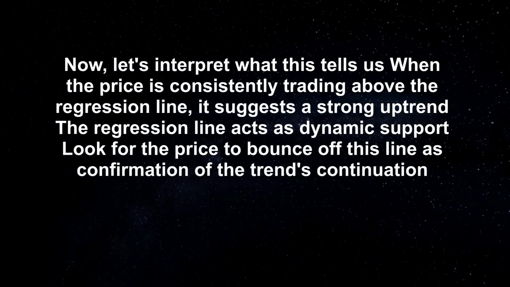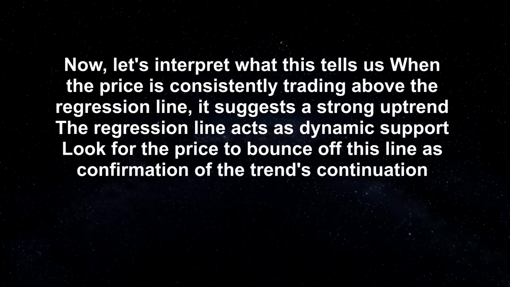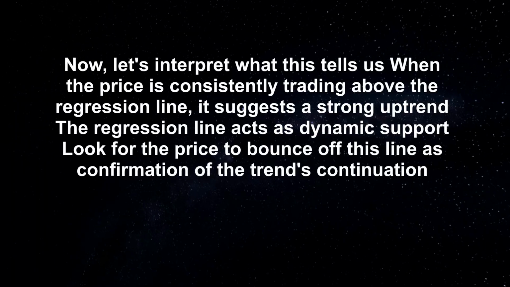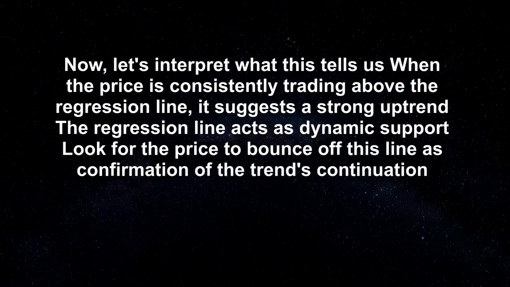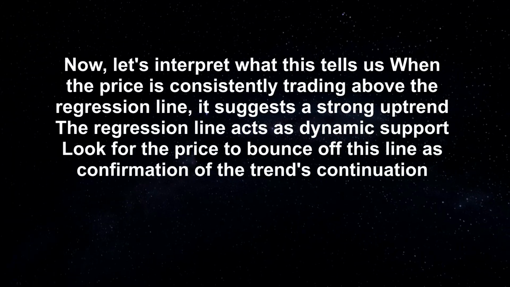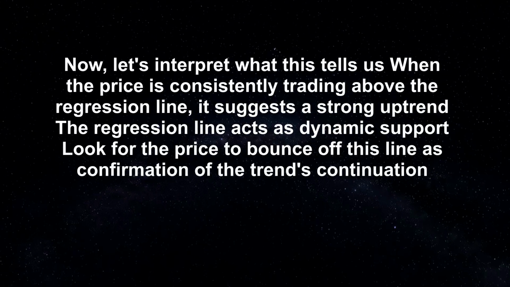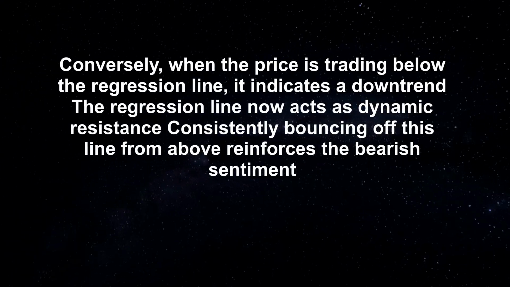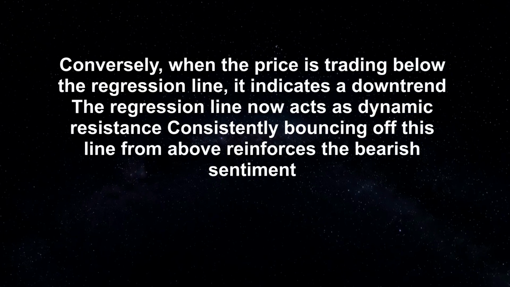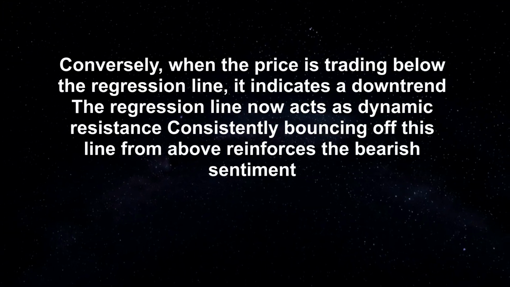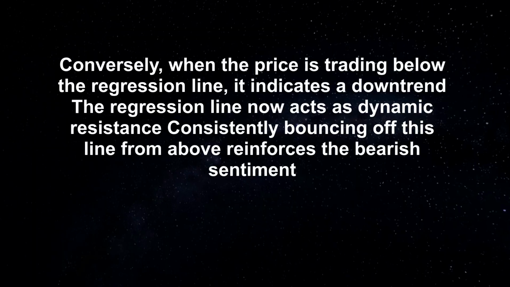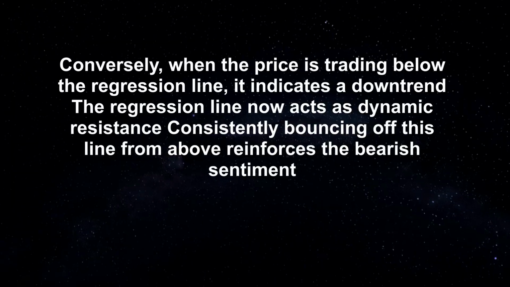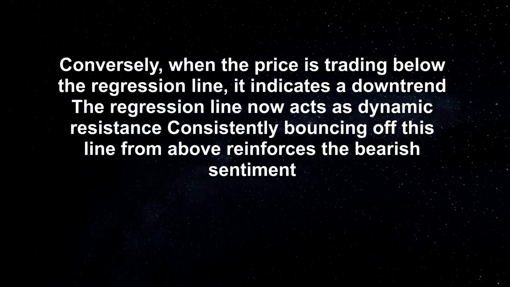Now, let's interpret what this tells us. When the price is consistently trading above the regression line, it suggests a strong uptrend. The regression line acts as dynamic support. Look for the price to bounce off this line as confirmation of the trend's continuation. Conversely, when the price is trading below the regression line, it indicates a downtrend. The regression line now acts as dynamic resistance; consistently bouncing off this line from above reinforces the bearish sentiment.